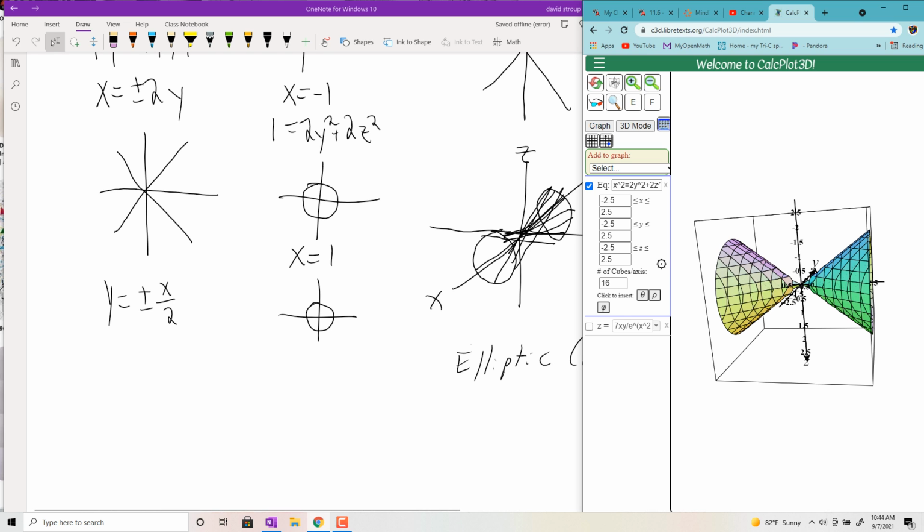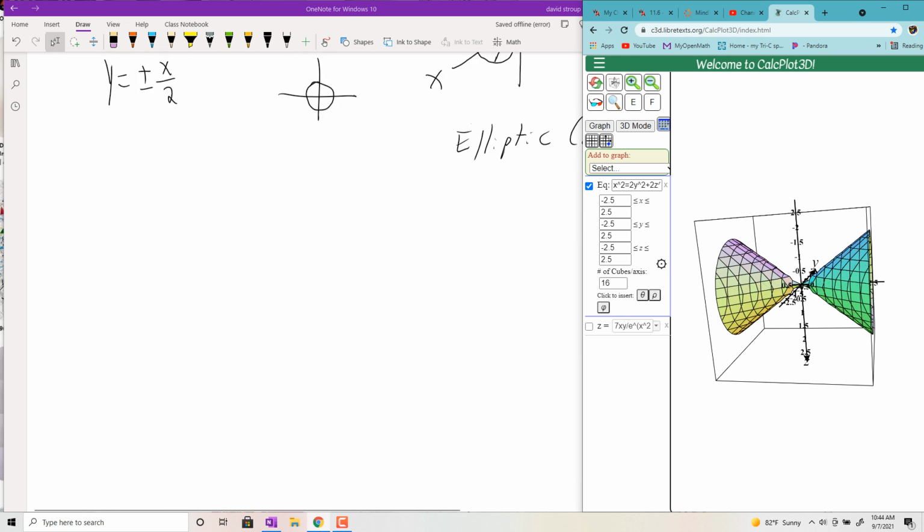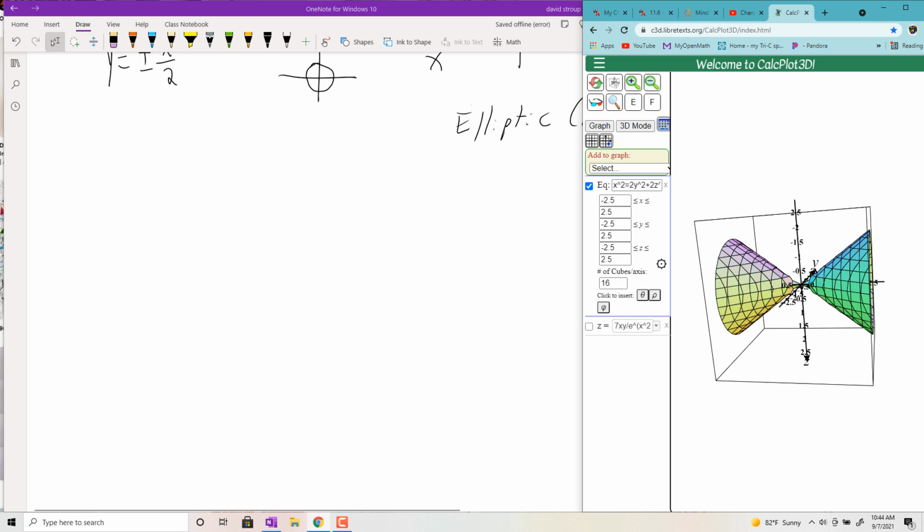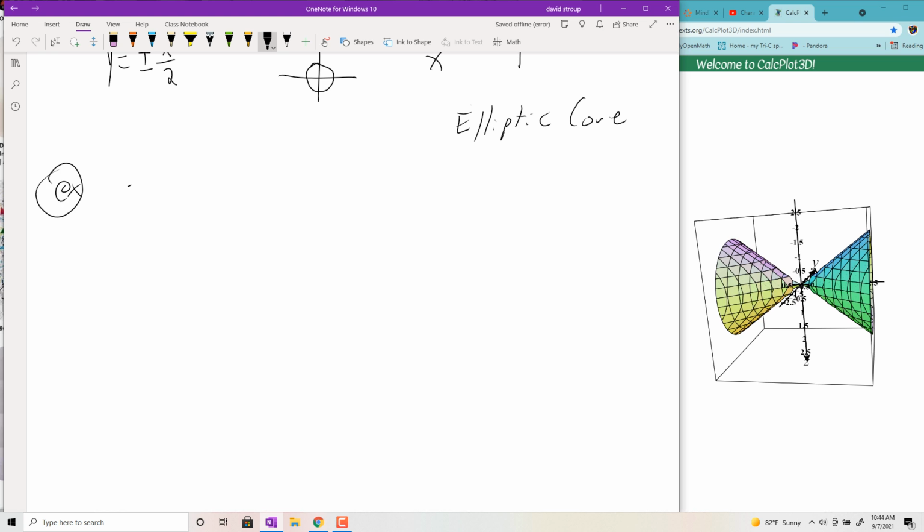Let's look at the elliptic paraboloid. So the elliptic paraboloid is only going to have kind of a cone on one side. Okay, so example, z equals x squared plus 4y squared. You're going to see two parabolas. So in the xz plane, you'll have z equals x squared. So here's x, here's z, and you have a parabola.